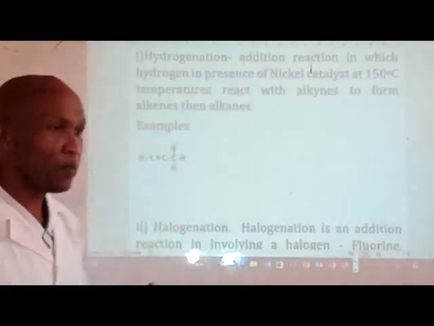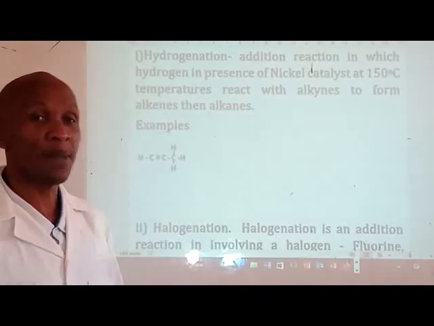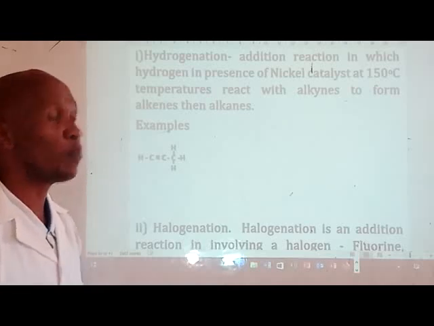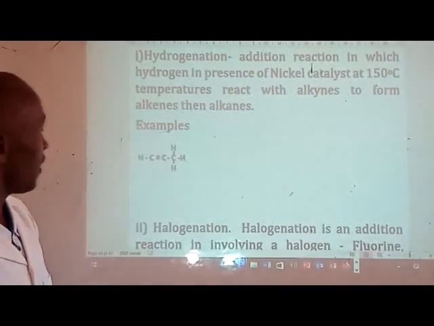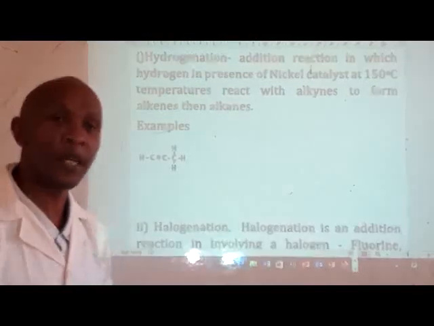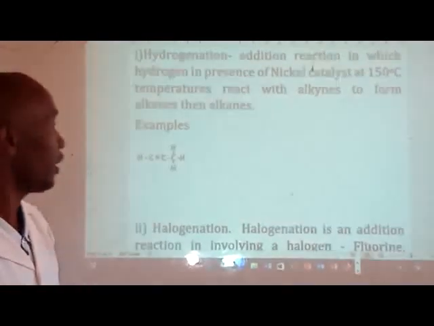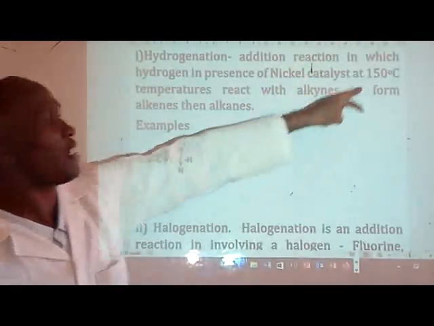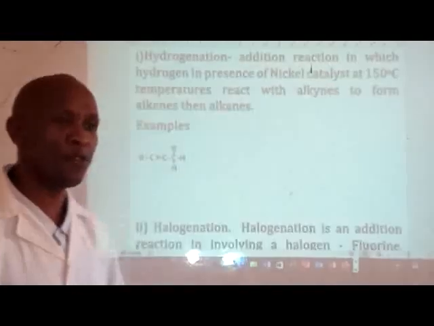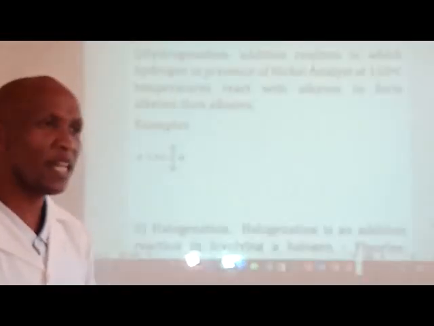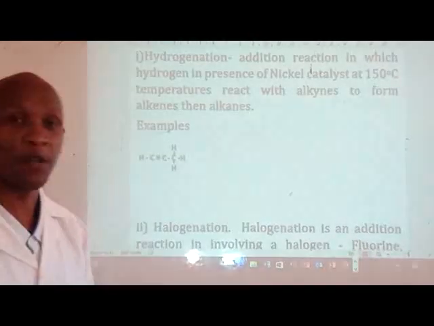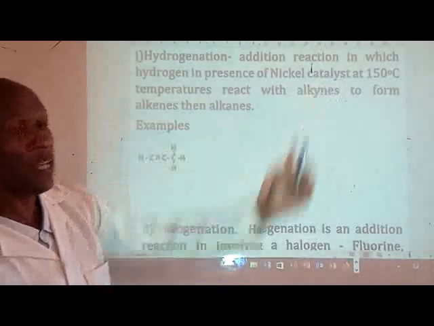So the first step will lead to the production of a substance that has a double bond. Then after that, the substance with a double bond will now react to form a substance that has a single bond. Now, for instance, hydrogenation. Hydrogenation refers to the reaction with hydrogen. Now, in the presence of a nickel catalyst, at temperatures of about 150. You remember that the alkene reacted at temperatures of above 180 to 250. This one requires lower temperature.